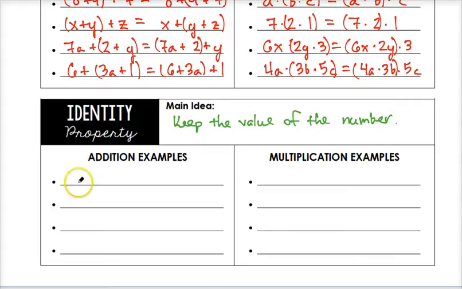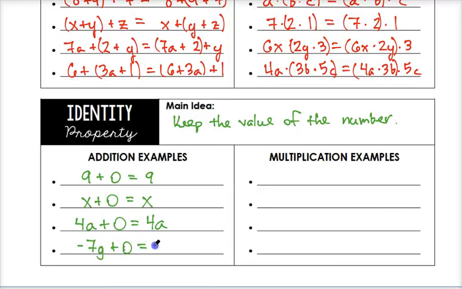Well, how do you keep the value of something with addition? You add nothing, or you add 0. So 9 plus 0 is an example of the identity property. 9 plus 0 equals 9. We start with 9, we add 0, we end with 9, so we keep the value of 9. We could do x plus 0, and you still get x, so you keep the value of x. We could do 4a plus 0, and we end up with 4a. We could do negative 7g plus 0, and you end up with negative 7g. So adding 0 gives you the identity property in addition.